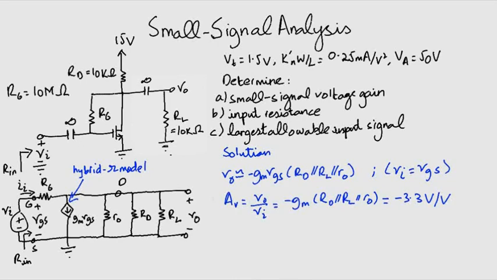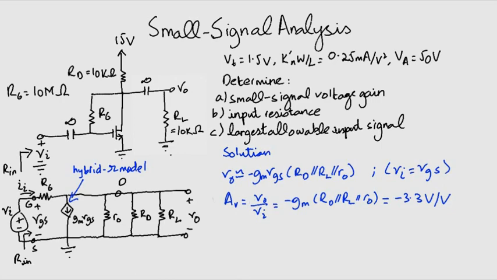Next part, we are to find the input resistance Rin. You might be tempted to think that the input resistance is RG. It is not. Why? Because RG does not appear in parallel between gate and source. In fact, it is connected between gate and drain. So RG won't be the correct answer.